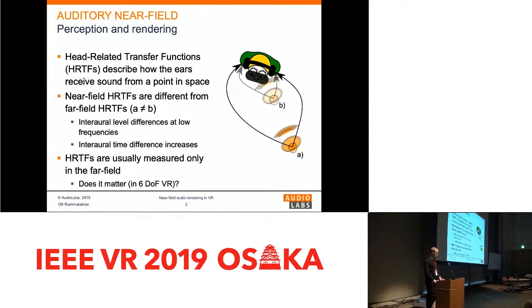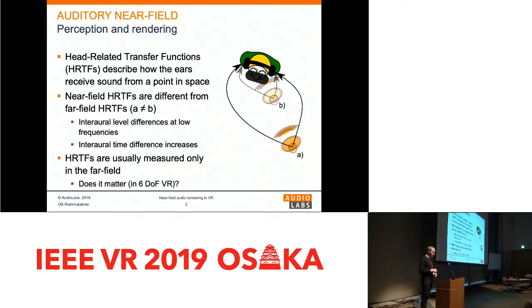And then we know that the HRTFs are different near the head, so near field would be considered about 1 meter away from the listener. And there we start to see some effects that are not present in the far field, so above 1 meter from the listener. Most notably, we get an interaural level difference, so ILD, so that the level between the ears is different at low frequencies. This does not happen in the far field, it's only in the near field.